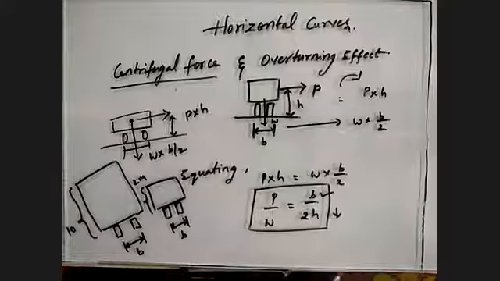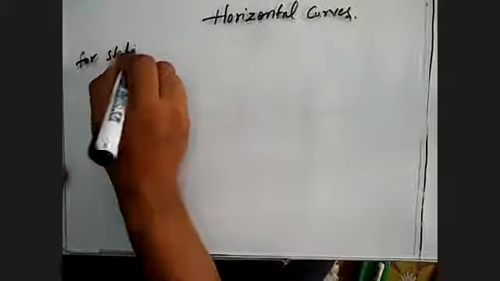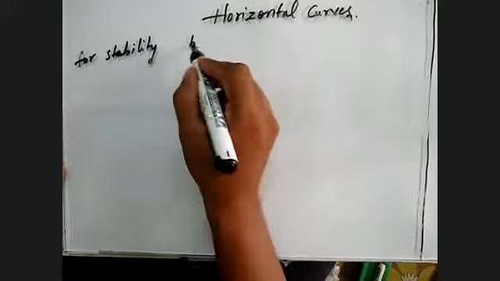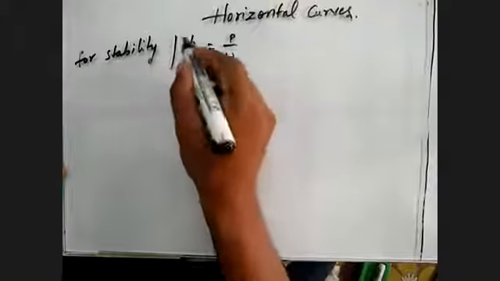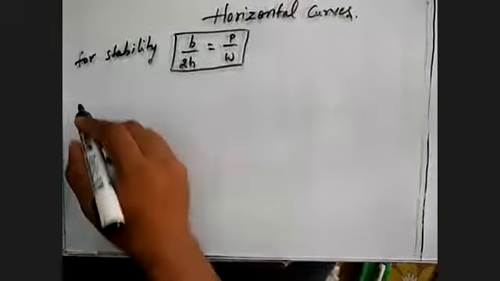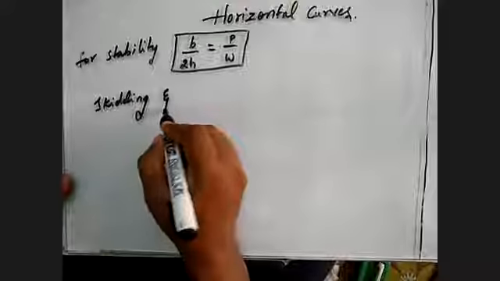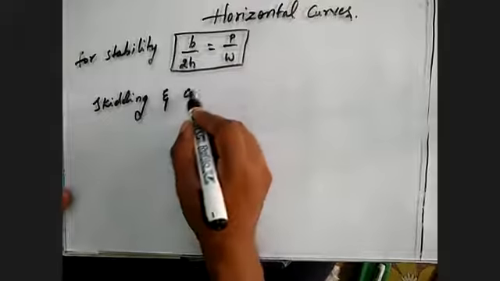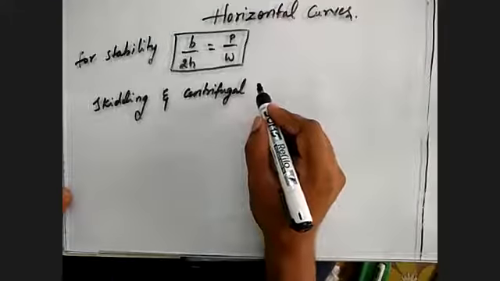So the first condition, for stability: our vehicle's dimension should be equated to the centrifugal ratio, number one. And when we talk about the skidding action, skidding and centrifugal force.